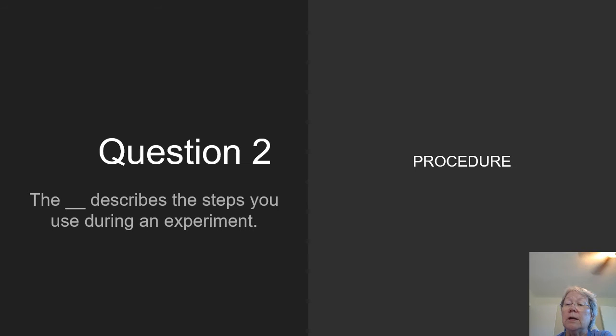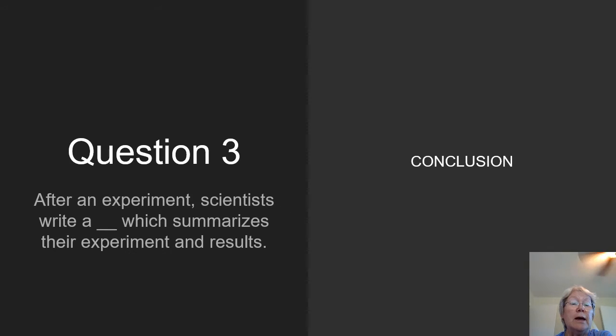All right. The next question, number 3. After an experiment, scientists write a conclusion. C-O-N-C-L-U-S-I-O-N. And this is a section of the experiment or the lab report that summarizes what the experiment results were and discusses. The discussion is in another part, but it sort of just serves as a communication of the final results. So C-O-N-C-L-U-S-I-O-N, conclusion.